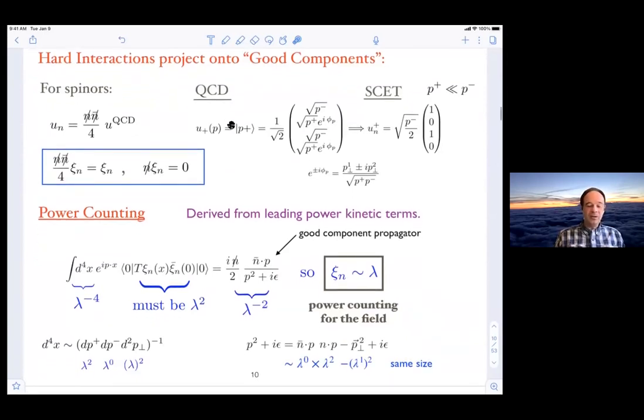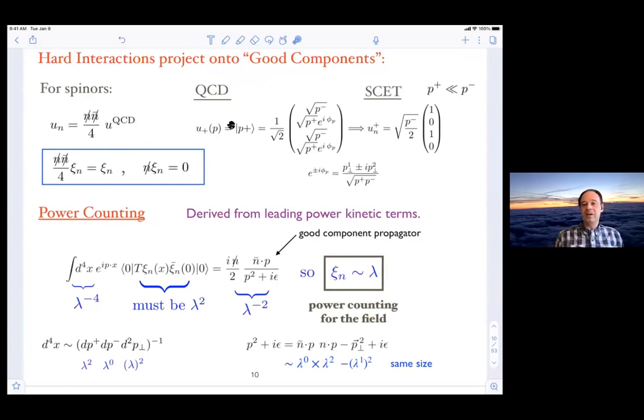If we talk about those good components, then we can also think about the power counting for them. This works the same way it works in any effective field theory. You look at the kinetic term, which is how you normalize things to get going, and that determines the power counting. Sometimes that's very simple: the kinetic term sets the mass dimension for your field, and you have a mass dimension power counting. This is not that way.